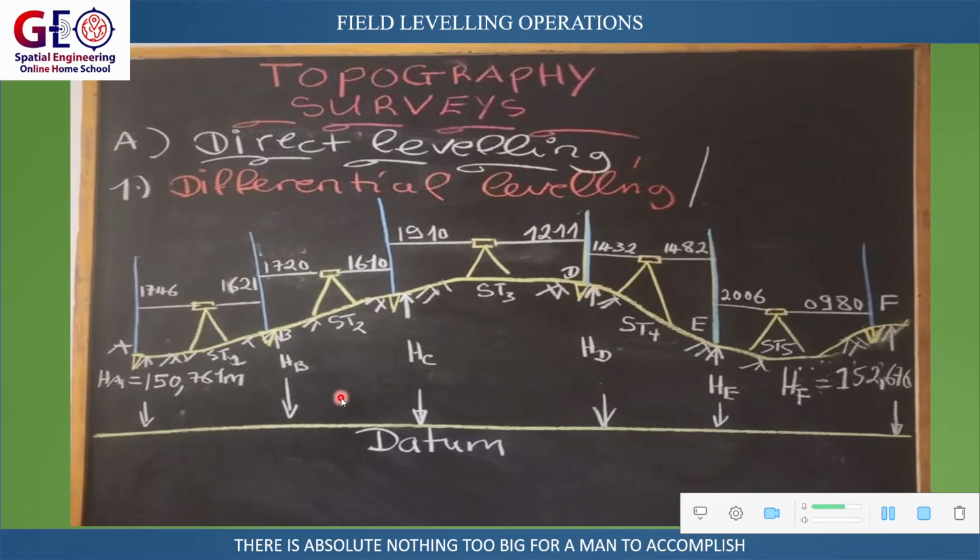This is the sketch of what was happening. This is point A, HA, and this is point F, HF, the last point. We did several instrument setups: ST1, ST2, ST3, ST4, and ST5. We took points B, C, D, right up to E. These are the readings: backsight, foresight, backsight, foresight. You are seeing 1.746, 1.621, 1.720, 1.610, 1.910, 1.211, 1.432, and so on.